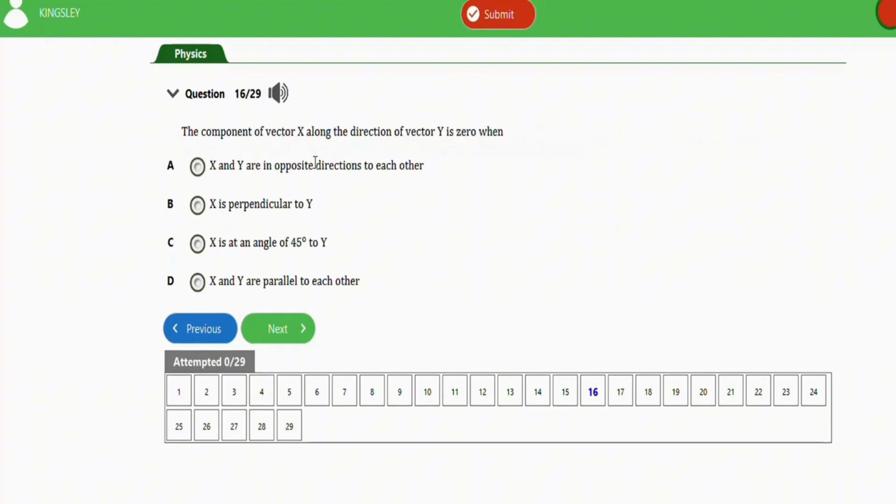It says the component of vector x along the direction of vector y is 0 when x and y are in opposite directions to each other. No. X is perpendicular to y. Yes, this is correct. X is at an angle of 45 degrees to y. No. X and y are parallel to each other. No. So the correct option in this question is option B. X is perpendicular to y. Alright, so that's it for this question.